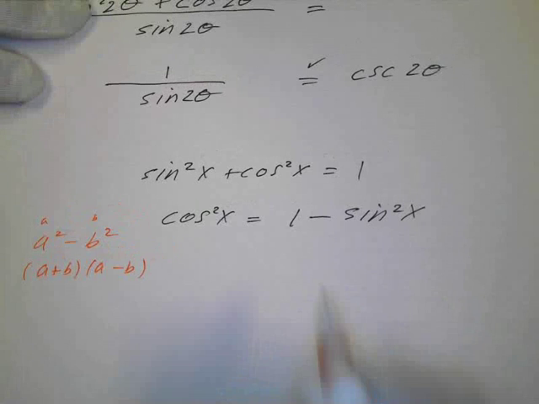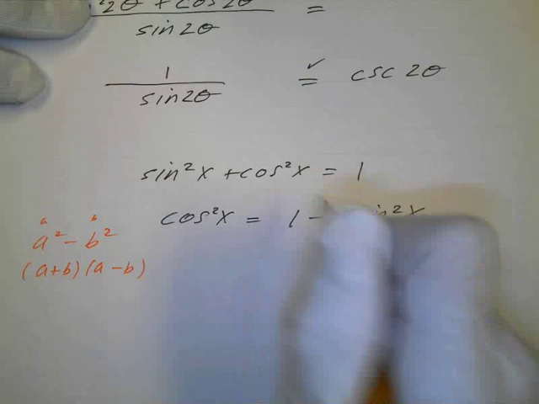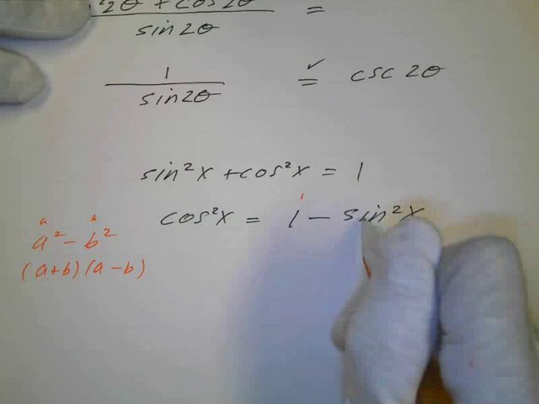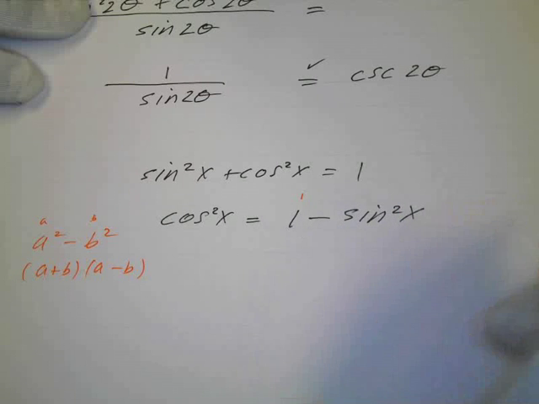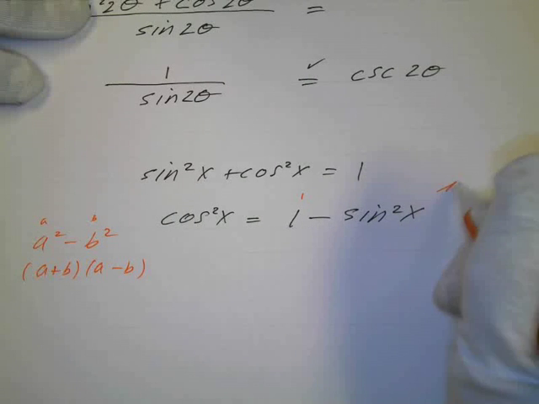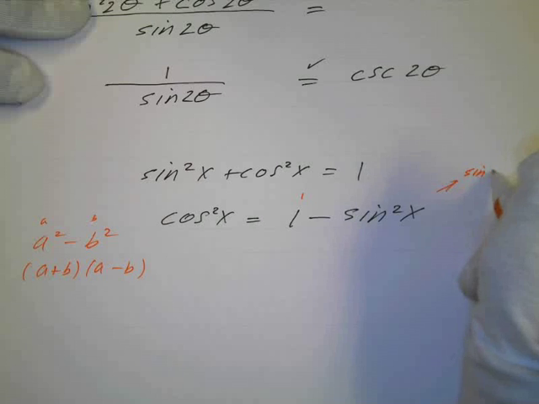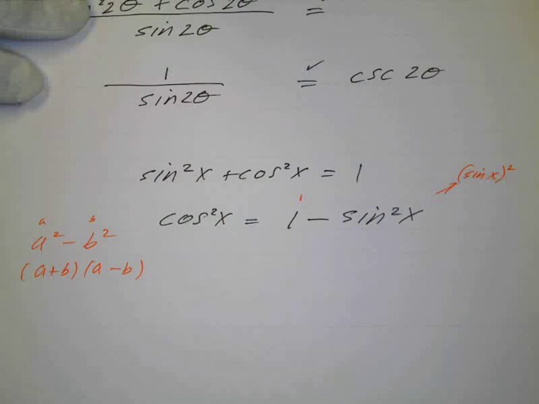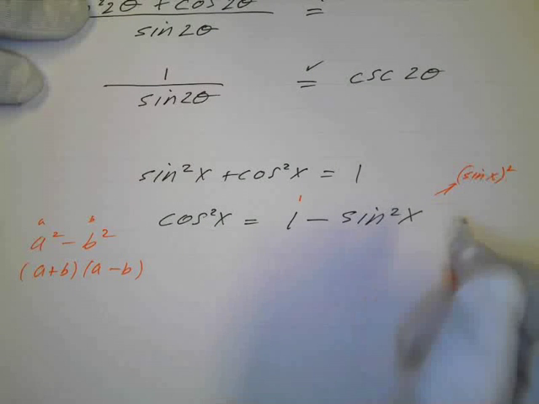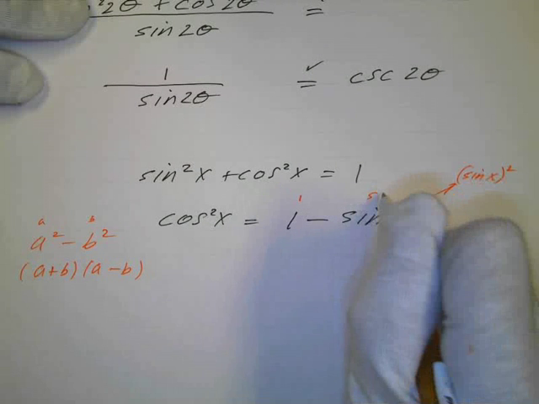Well, if I look here, is 1 a perfect square? Sure, what's the square root of 1? 1. Is the sine of x, well, is sine squared of x a perfect square? Well, that's an abbreviation. Remember, this is an abbreviation for the sine of x squared. That's what that's abbreviated for. We just don't like to write the parentheses all the time. Okay? So this is a perfect square, and what's the square root of that? Just the sine of x.